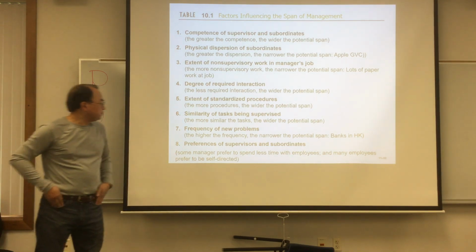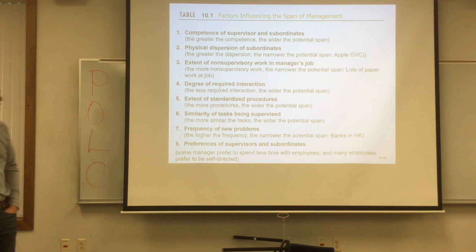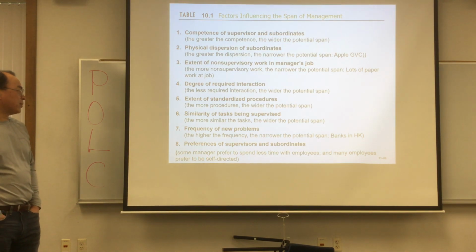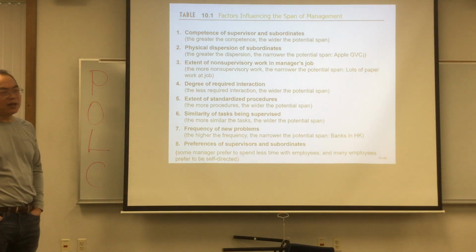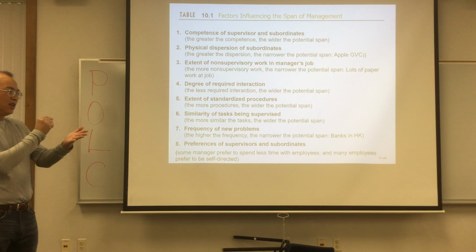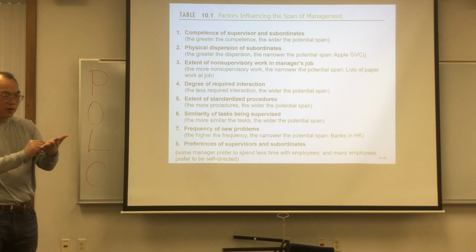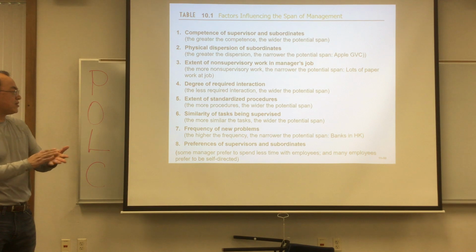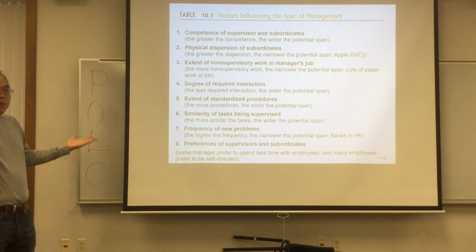The fifth one, extent of standardized procedure. The more procedures, the wider the potential span. Go back to the assembly line again, because the assembly workers know exactly which number they should put these capacitors in. So they repeat the same thing over and over. That means the manager can manage many people.